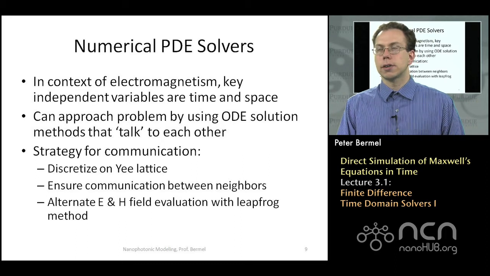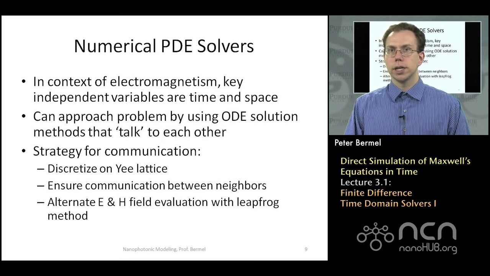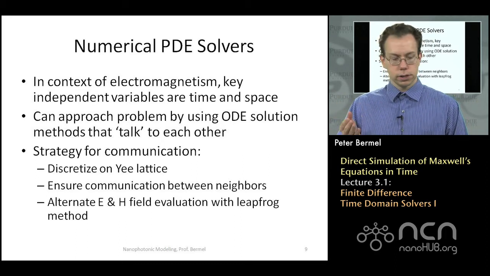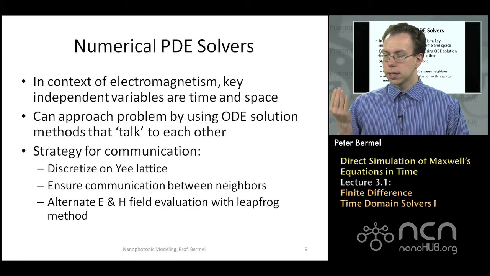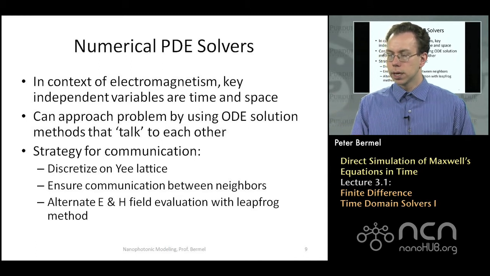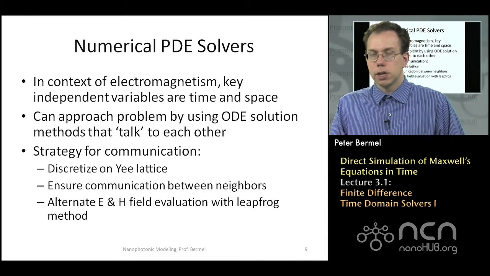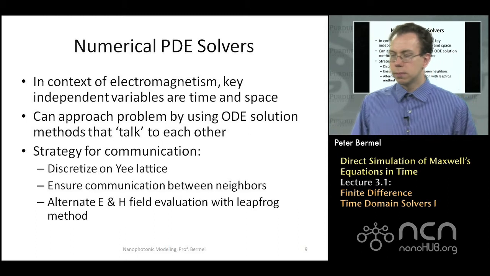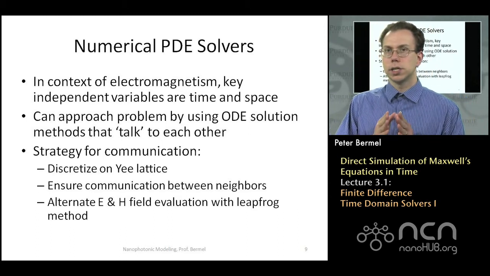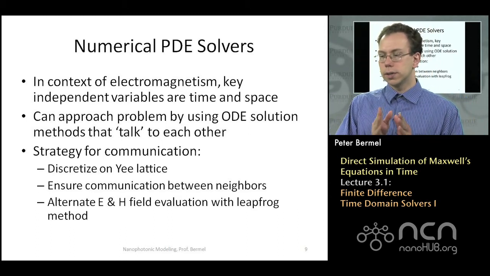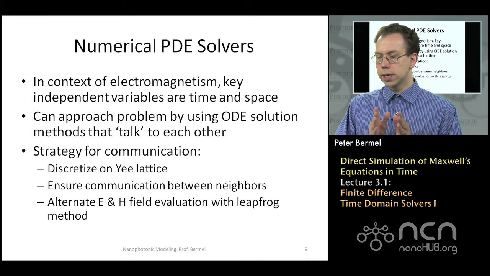Now, of course, since I was talking mainly about ordinary differential equations, we have to make the transition to partial differential equations. And the key independent variables now are going to be both time and space in electromagnetism. We can start with all the ODE methods that we just discussed, including the leapfrog method, but then we need each of those solutions in time to also talk to its neighbors. That's really the key point.